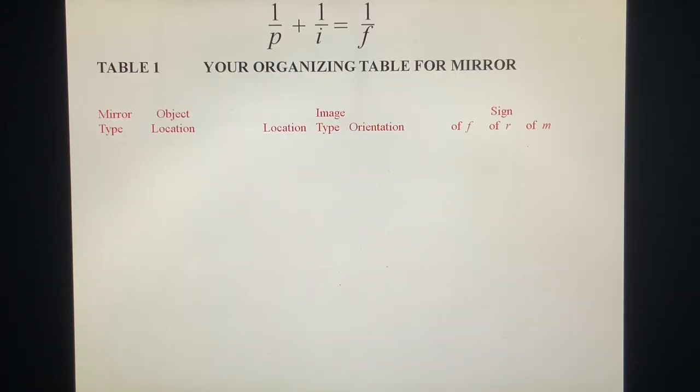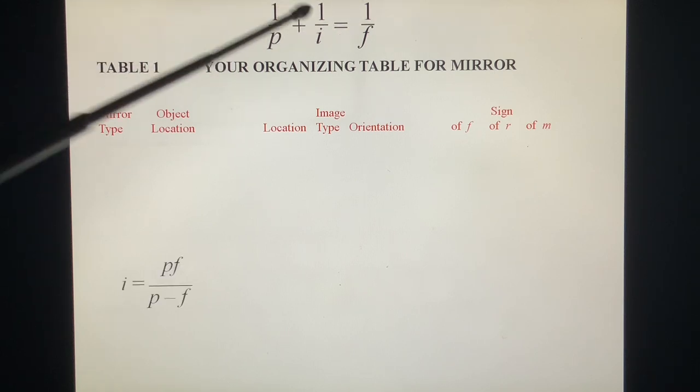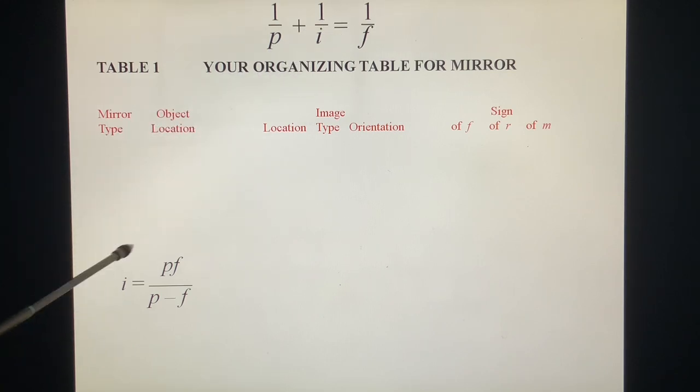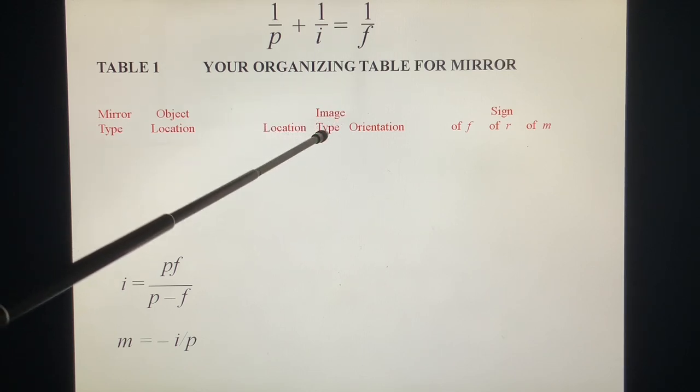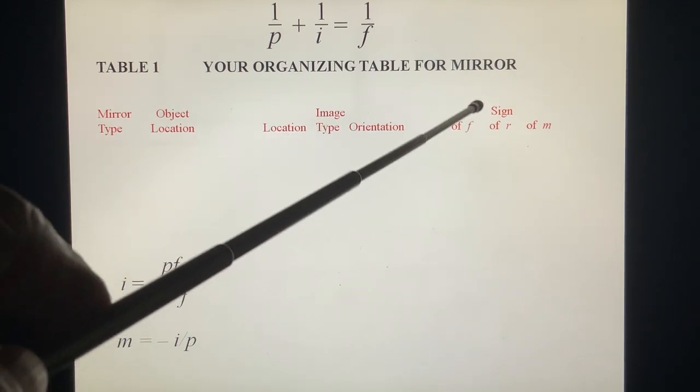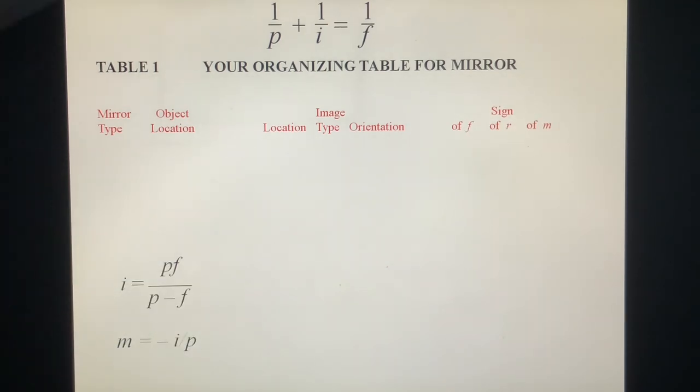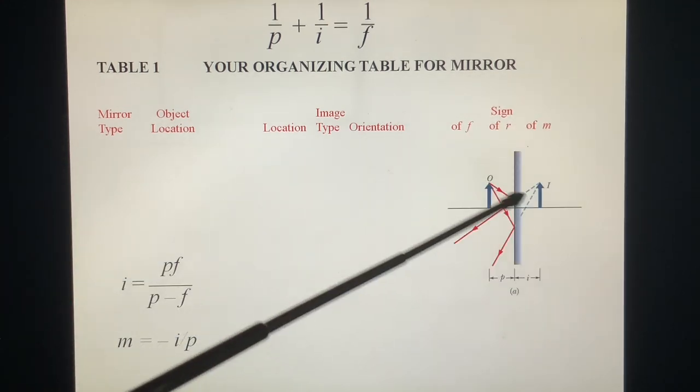Let's summarize. 1 over P plus 1 over I equals 1 over F, as F equals half R. From this equation, we get I equals PF over P minus F. And M is defined as minus I over P. We look at the type, object location, image location, real or virtual, orientation, and the signs of F, R, M. We look at the plane mirror.